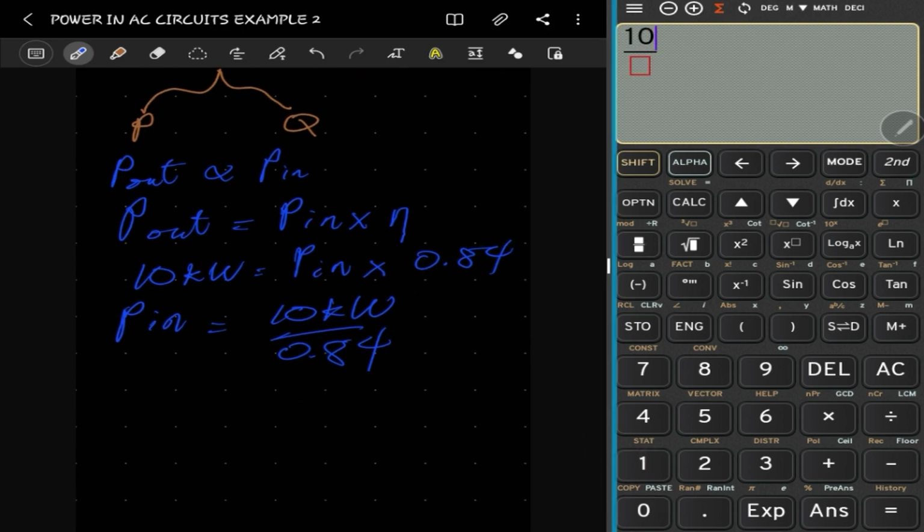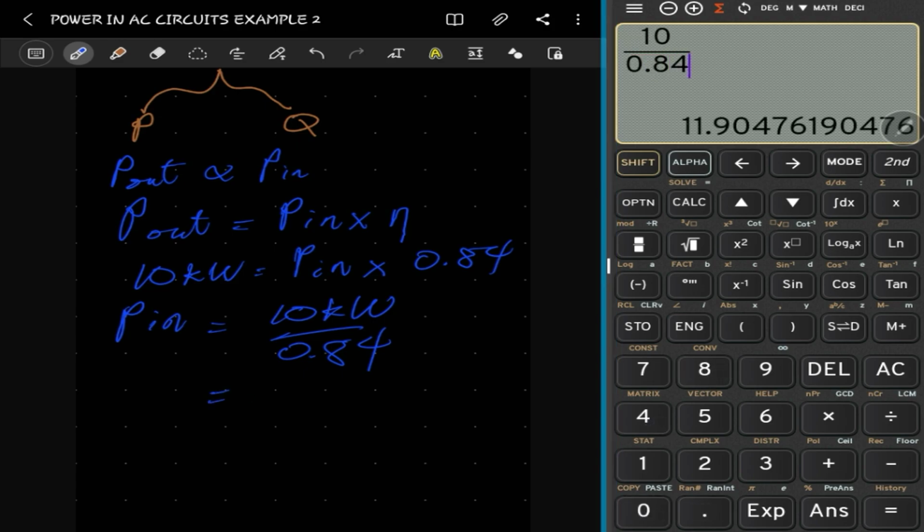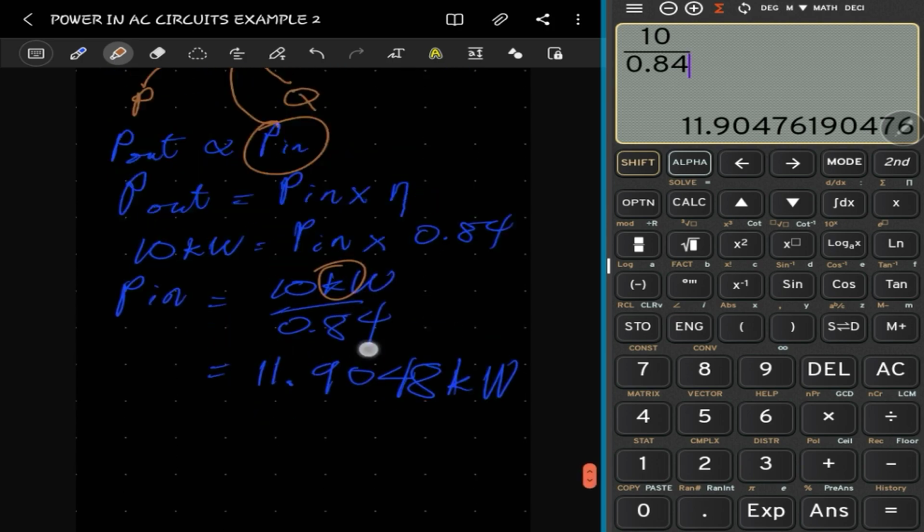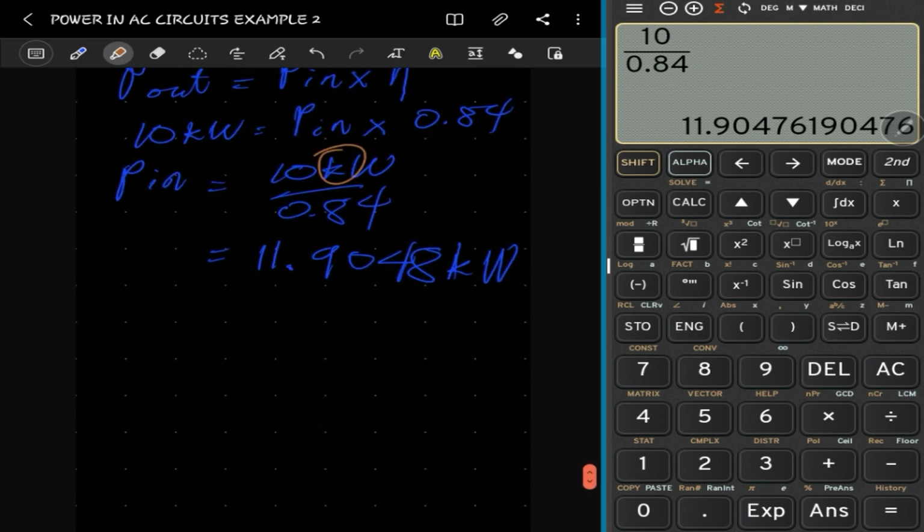So that's 10 over 0.84, which gives us a power input of 11.9048. The kilo has not been taken out; we didn't introduce the kilo in the calculation, so we're not writing kilowatt with a small k. Now that we have this, we can go on and find the apparent power, because we have the power factor as well.